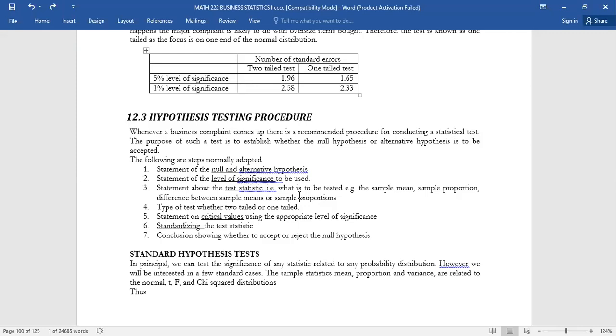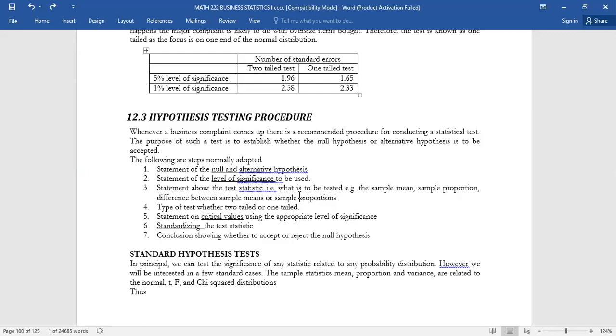And then fifth, the statement on critical values. After knowing the type of the test that we are conducting, we need the statement on the critical values using the appropriate levels of significance. And then from there, standardizing the test statistics. So we'll be talking of the calculation to standardize, to know whether indeed, scientifically, it is true or wrong, depending on the data that will be given. And then from there, we make a conclusion as statisticians. So we can start.